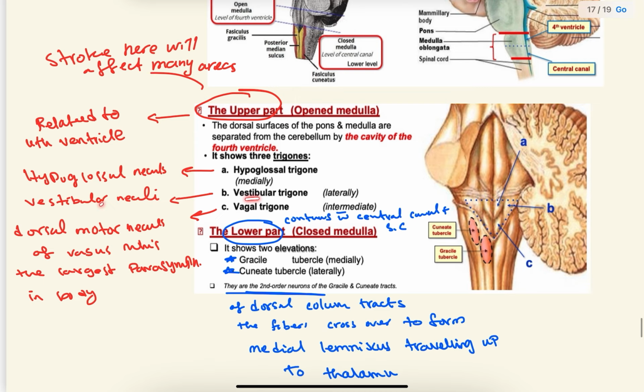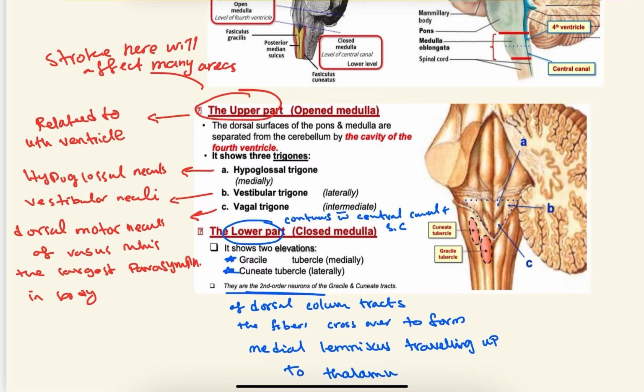Again, the vestibular trigone has the vestibular nuclei. Now the vagal trigone, which is between them, has the dorsal motor nucleus of the vagus, which is the largest parasympathetic nucleus in our body. These three are in the upper part and again related to the fourth ventricle.